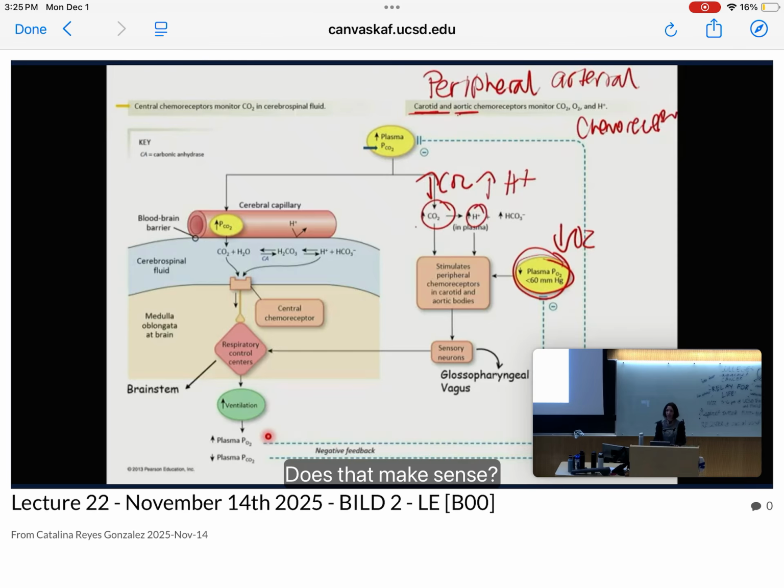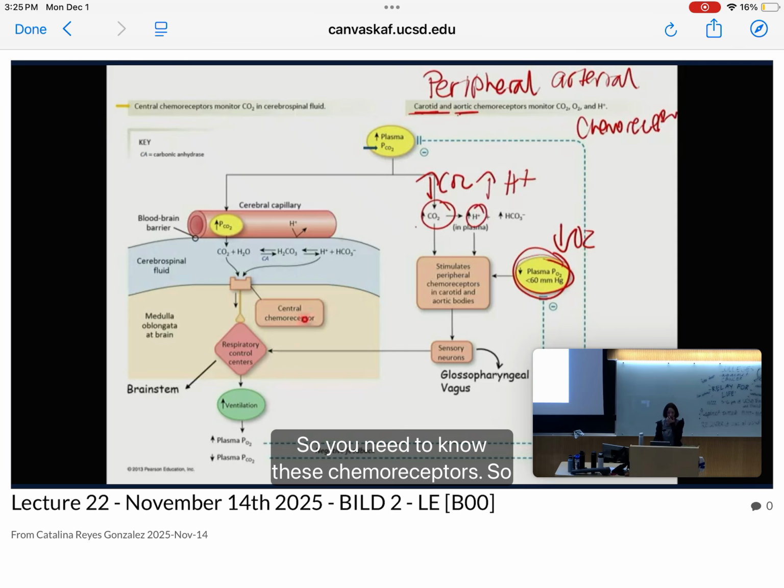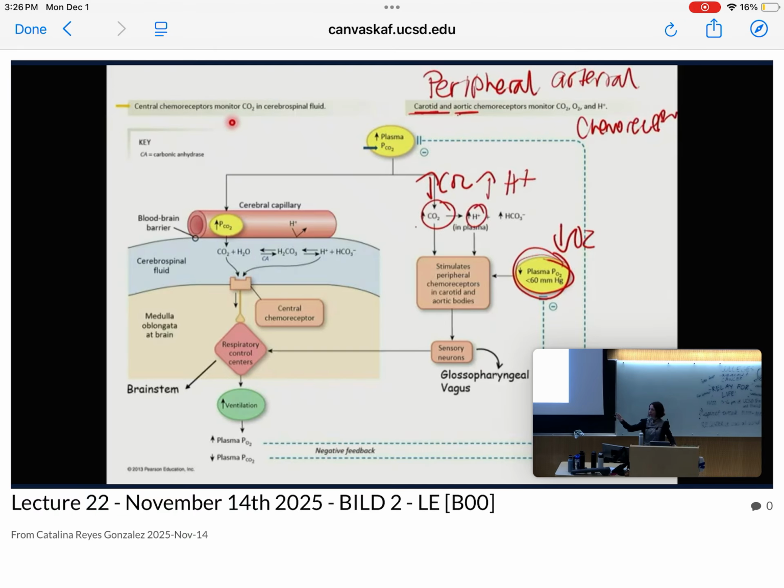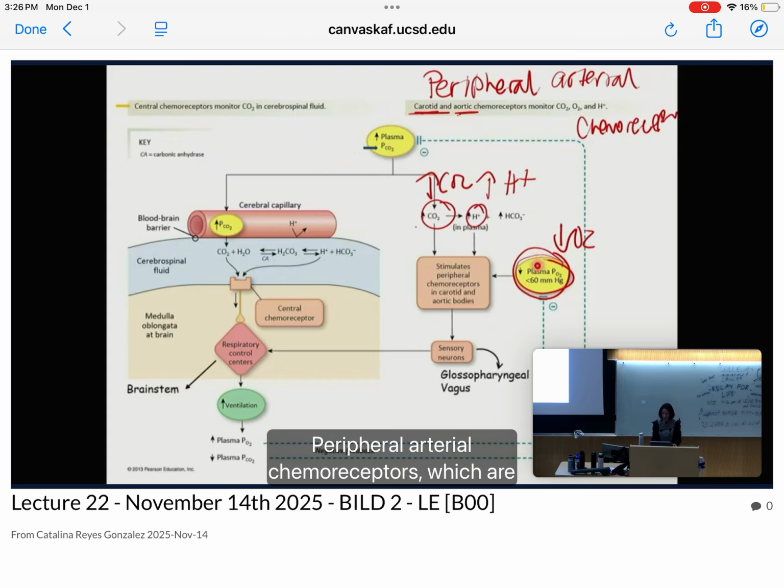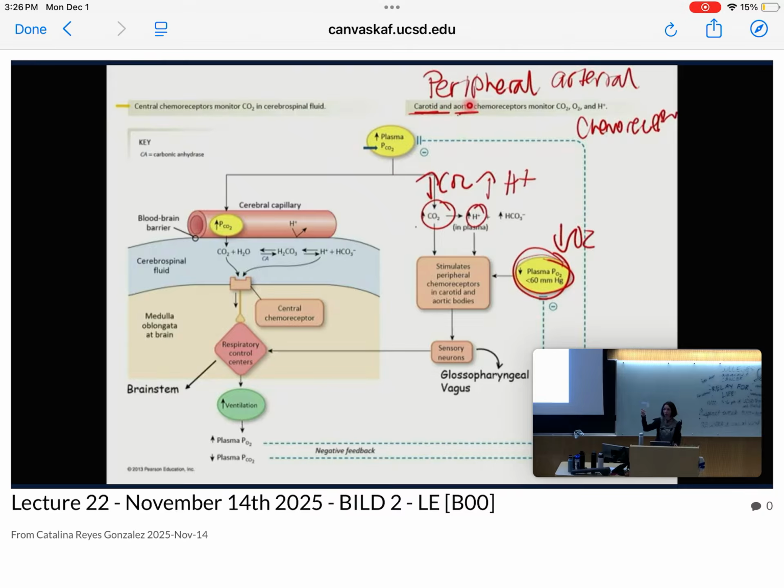Does that make sense? So you need to know these chemoreceptors. Central chemoreceptors only deal with CO2 and pH. Peripheral arterial chemoreceptors, which are going to be the carotid and aortic bodies, are going to sense or monitor all three: oxygen, CO2, and pH in your blood. Okay? And they are all going to send signals to the respiratory control center.